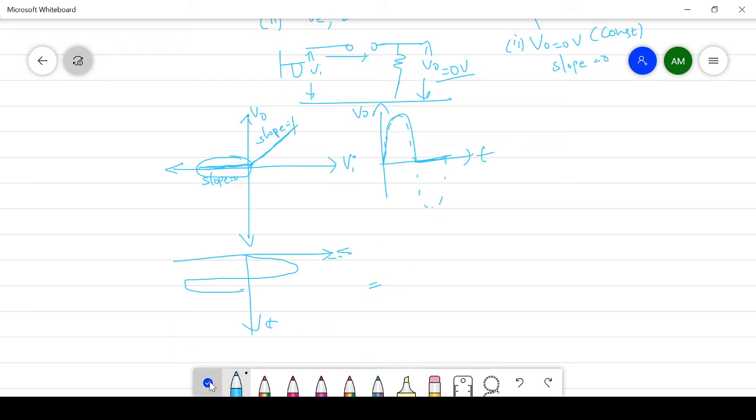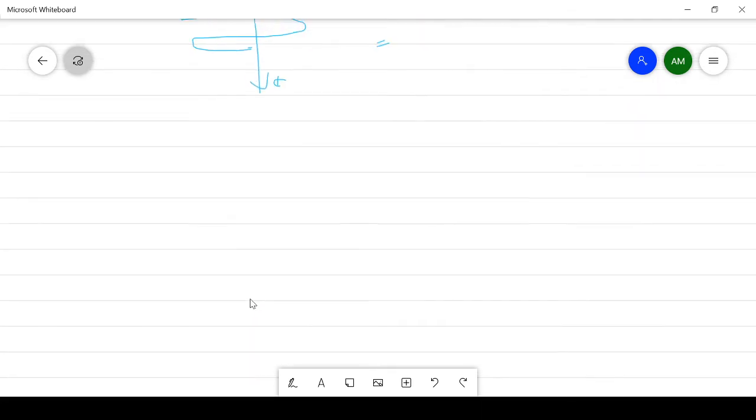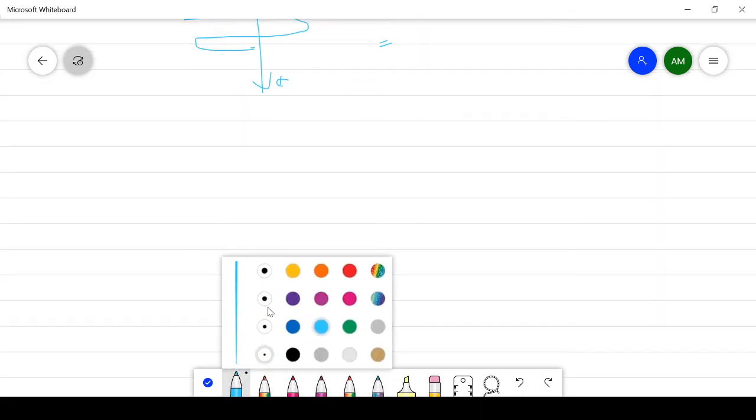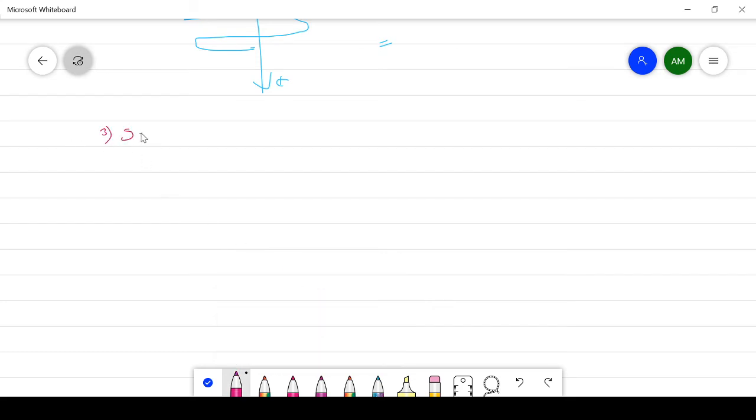Now we discuss the series positive clipper with biasing. Biasing here has two types, positive biasing and negative biasing. Now you see how we can get the output when we apply the positive biasing and when we apply the negative biasing.